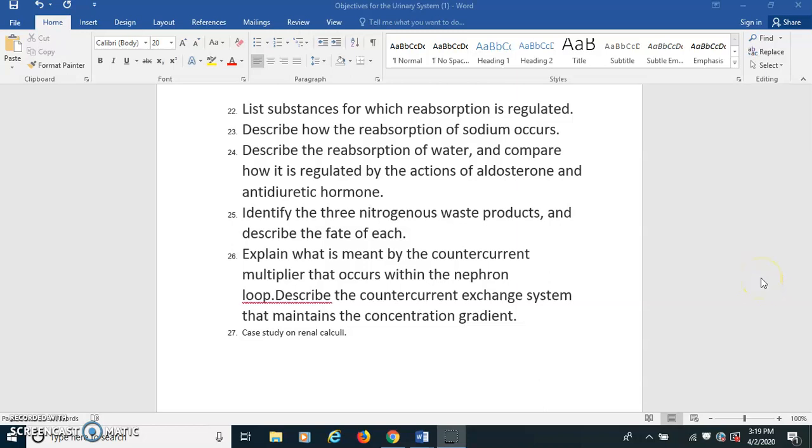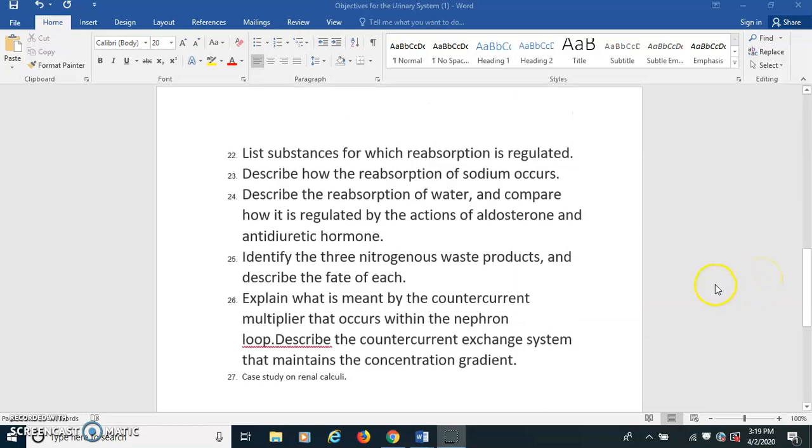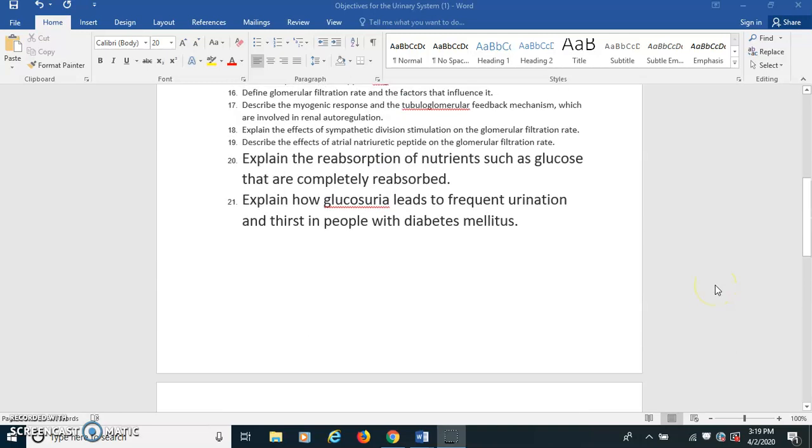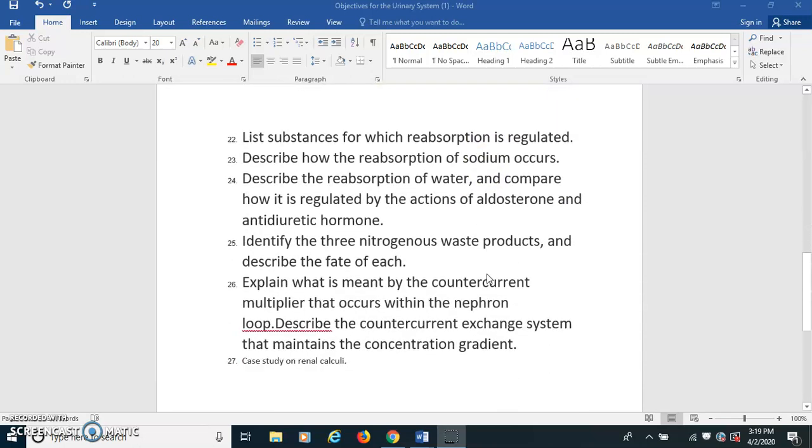All right, A&P 2 students, we are going to continue our talk about the urinary system. In the last video we talked about the reabsorption of substances that are completely reabsorbed, and we focused on glucose and protein. We also talked about why glucosuria occurs in people with diabetes mellitus and what's causing that frequent urination and thirst. So the next thing we're going to continue on talking about are tubules and tubular secretion and tubular reabsorption.